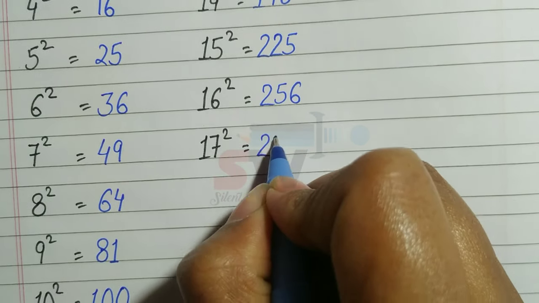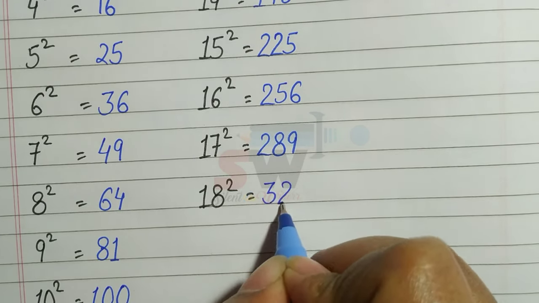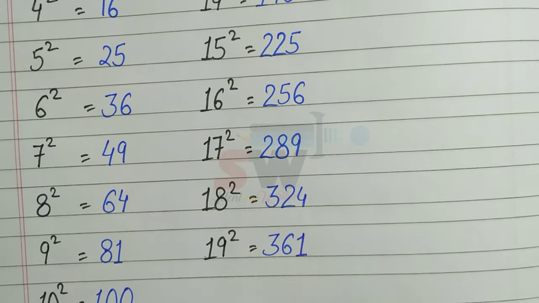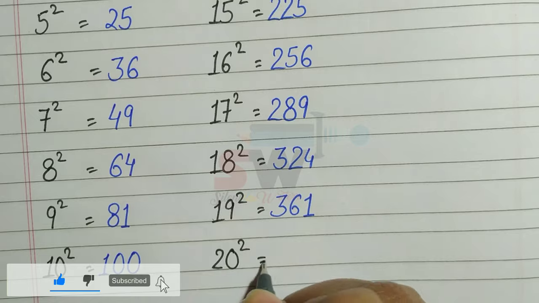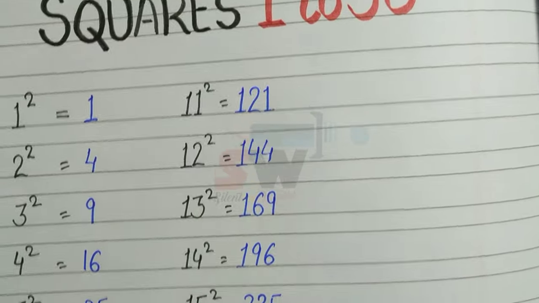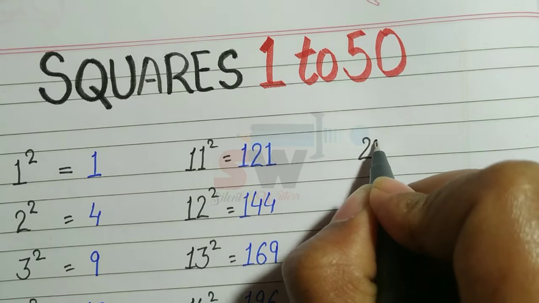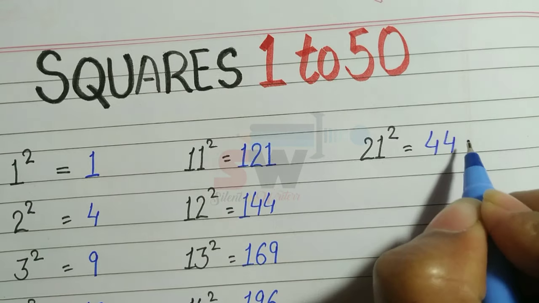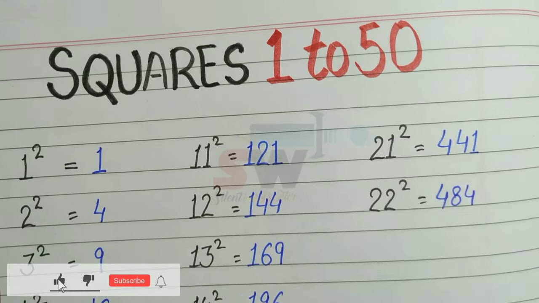Square of 17, 289. Square of 18, 324. Square of 19, 361. Square of 20, 400. Square of 21, 441. Square of 22, 484.